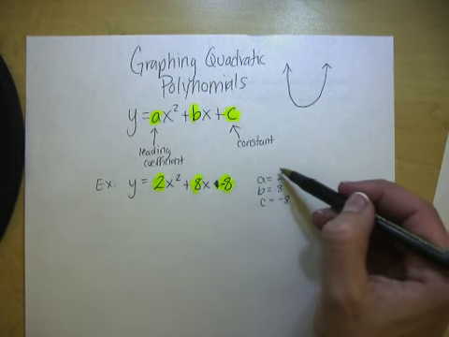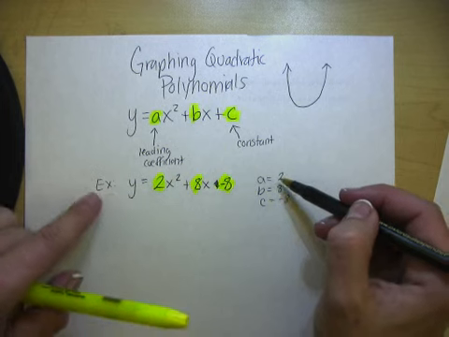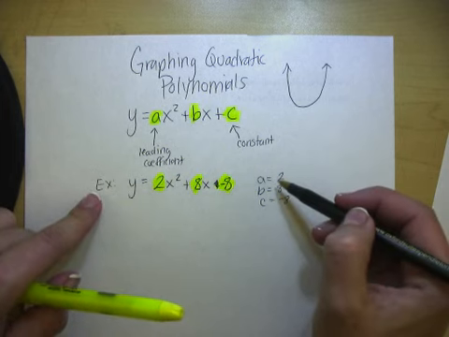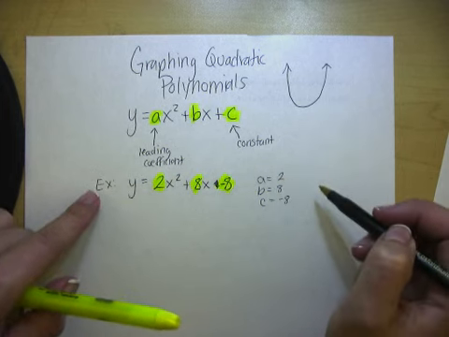We look to our leading coefficient. If this guy is positive, which in this example it is, our parabola is going to open up. If A is negative, our parabola would open down.